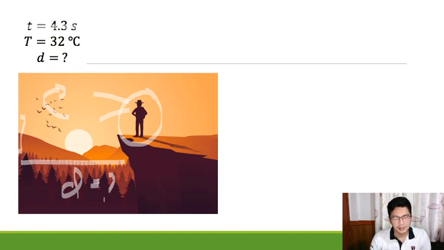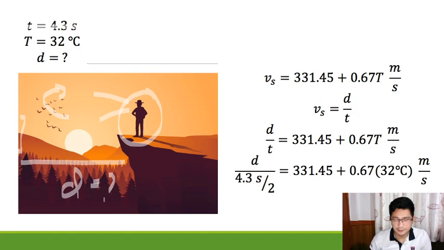So, tingnan natin ngayon paano natin siya isa-solve. So, ang meron lang tayo is the formula to get the velocity of sound given kung ano yung temperature. And that is, wait lang, palit ako ng highlighter color. So, ito. So, we only have the formula na velocity of sound is equal to 331.45 plus 0.67 times the temperature meters per second. However, alam natin that velocity, based from our knowledge in physics, di ba?